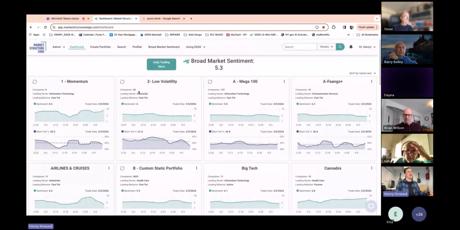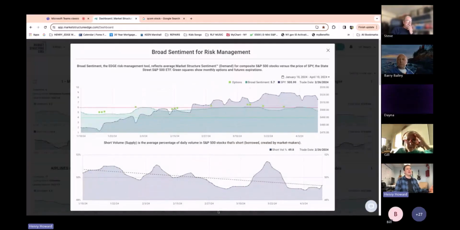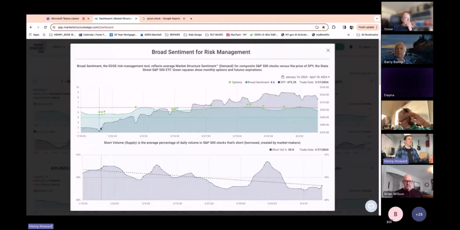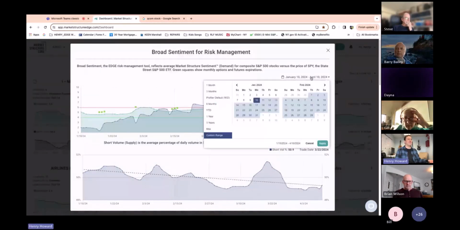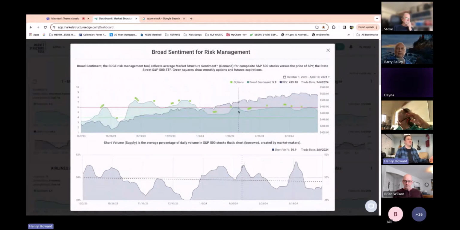I'm going to start with a top-down approach, looking at broad market sentiment. When I come in each morning, I look at broad market sentiment. We have about a 3-month view here. As I change this to 6-month, I mentioned in my note this morning that we've really been relatively level in our broad market sentiment.